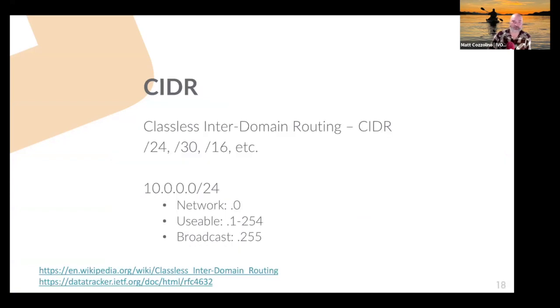Instead, we use CIDR addressing, classless interdomain routing. That's where we get our /24s, our /30s. When we do that, we define a network. We get the network address, in this case, it's a .0. We get a broadcast address, in this case, .255, and then a usable range between them, .1 through .254.